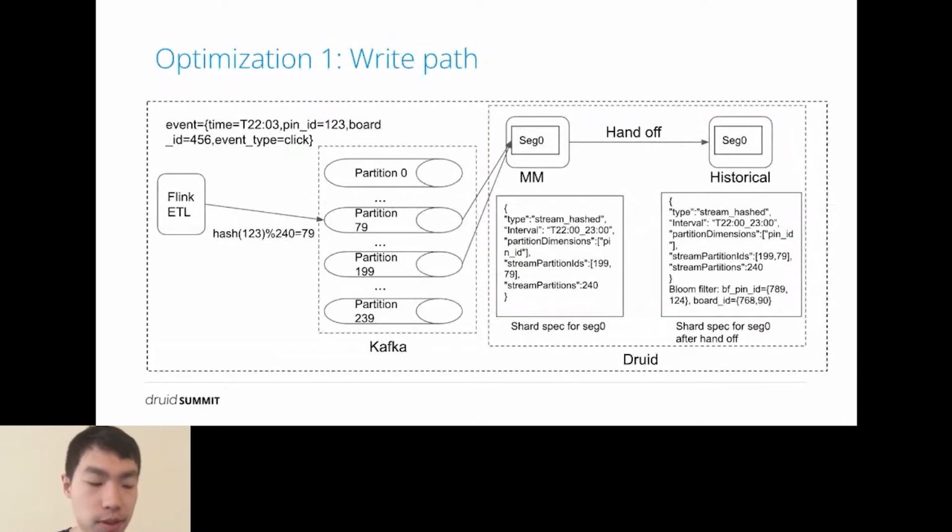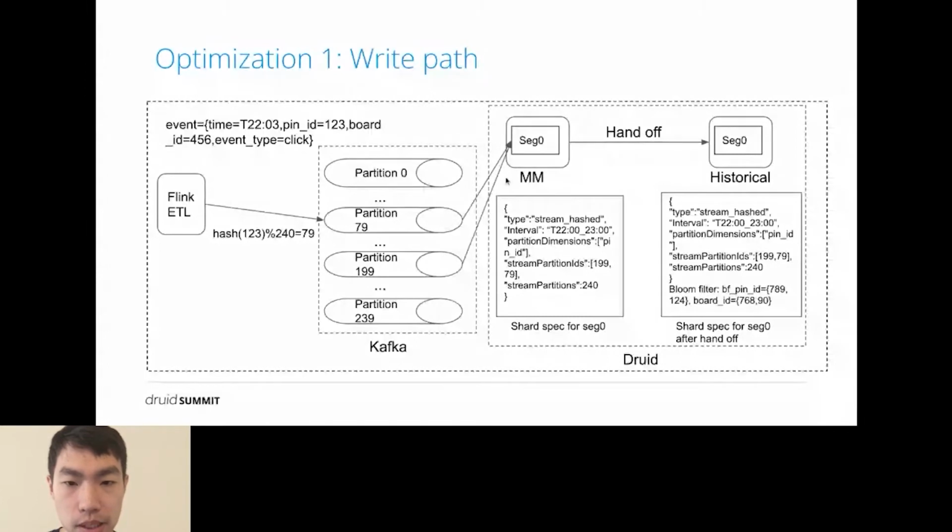Here is the amplified view of the write path of the first optimization. Let's look at an example. Say there's a write event with time t23, ping ID 123, board ID 456, event type click. We partition by ping ID on the Flink Kafka producer side. We hash the ping ID 123 modulo the number of Kafka partitions, which is, say, 240, and that gives, for example, the result 79. So the event will go to partition 79.